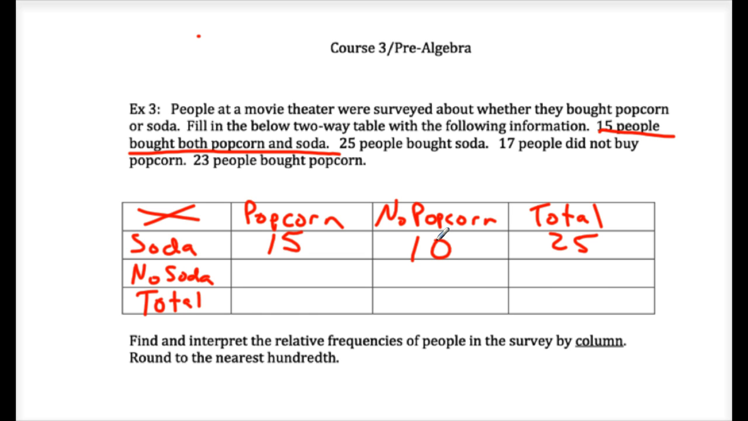Now, 17 people did not buy popcorn. Where does 17 go? It's the total. It doesn't say anything about the soda, so that's just the total. You don't know what their deal is with soda. But 17 people did not buy popcorn, that means no popcorn total is 17, which leads us to: how many people were so cheap or not hungry or thirsty that they didn't buy anything? 7.